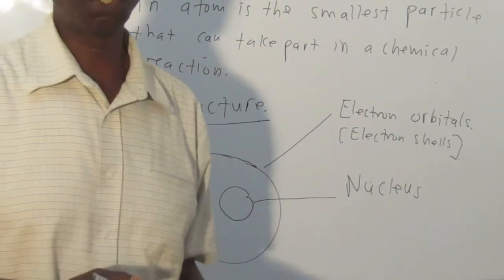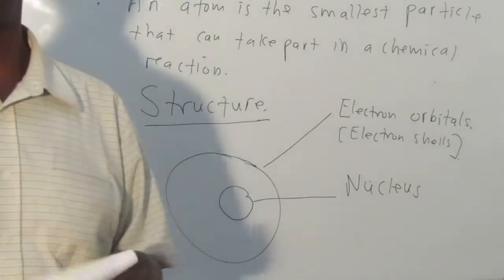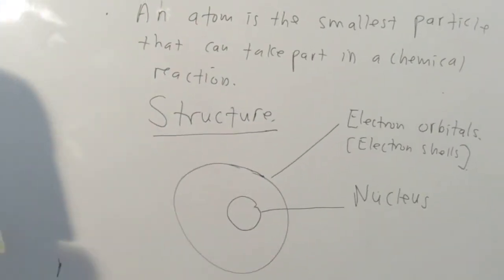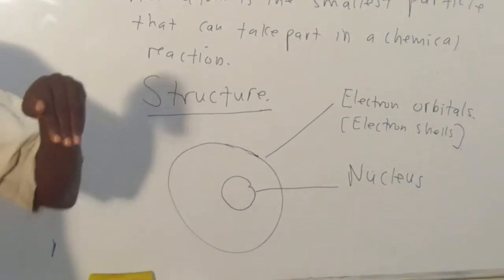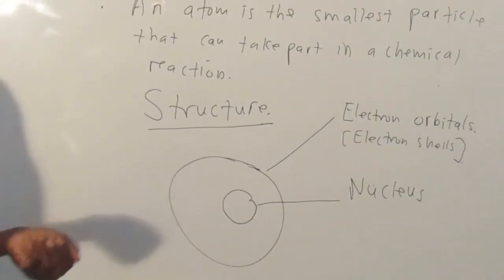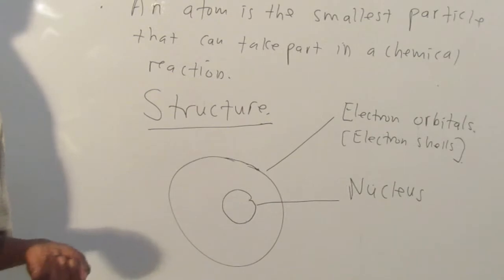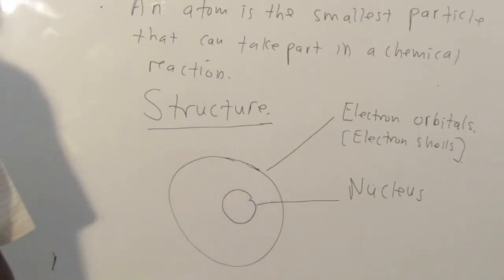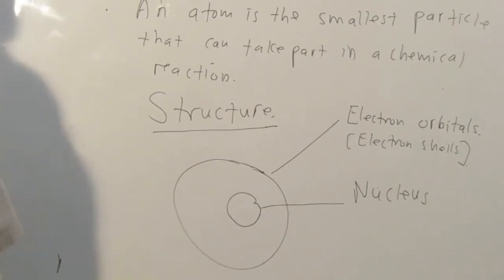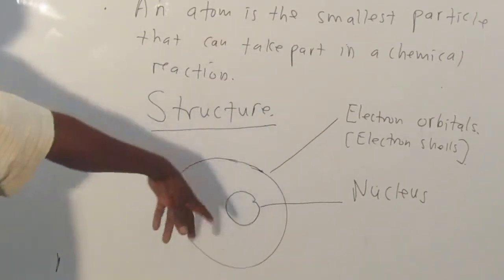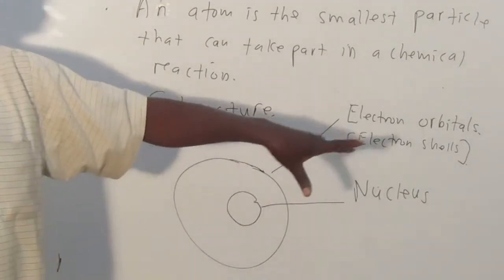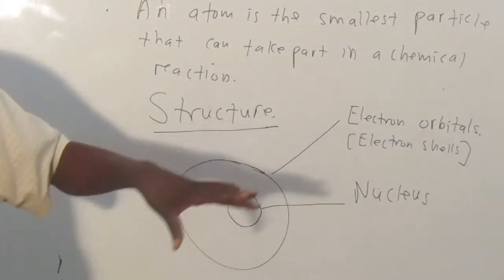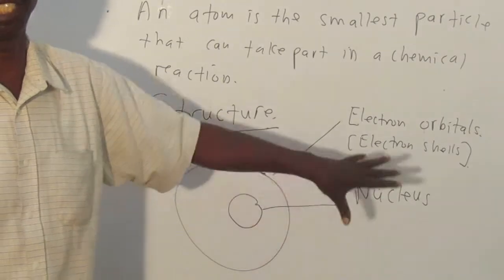In the past, they used to say that an atom is indivisible. But nowadays, with modern technology, electron microscopes, we are able to go inside an atom. We know that it's not indivisible, but it's made up of the outside part, which is the electron orbitals or electron shells. This is where the electrons will be moving. They are not stationed. They can be at any point.